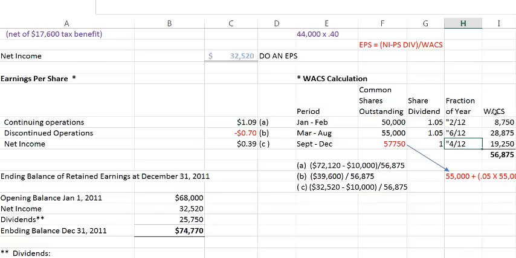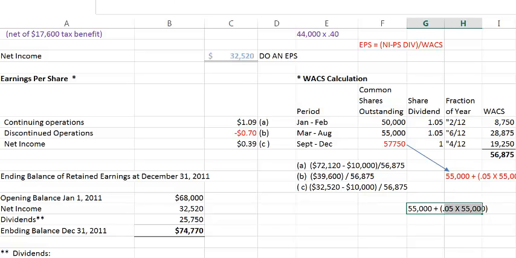But I also have to make sure, before I calculate my WACS, that I go back and give each of the previous periods the 5% share dividend. So I'm going to multiply it by 1.05. That means the 55,000 shares that were only outstanding for 6 of the 12 months are going to, in addition to 55,000, get an extra 5% of the 55,000, and that's the same as multiplying it by 1.05. Some of you might prefer to think of it as 55,000 plus 0.05 times 55,000, right? Which is the same as 55,000 times 1.05.